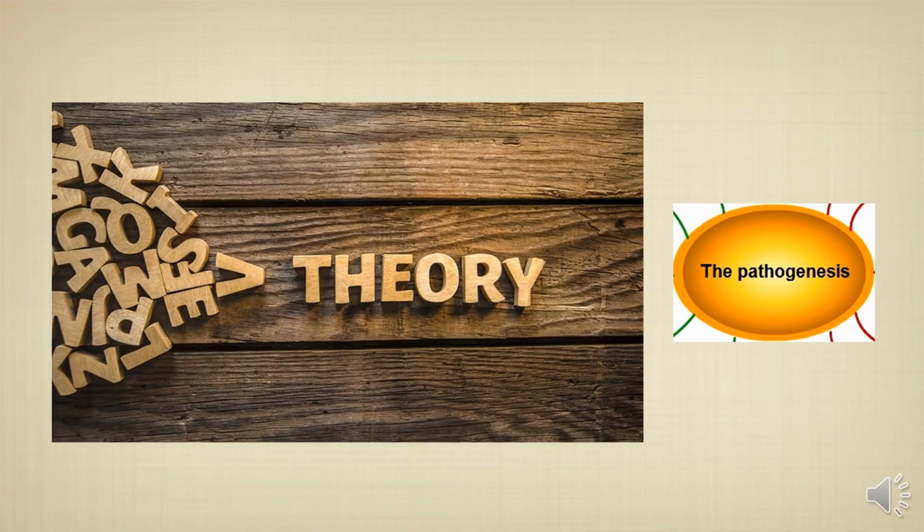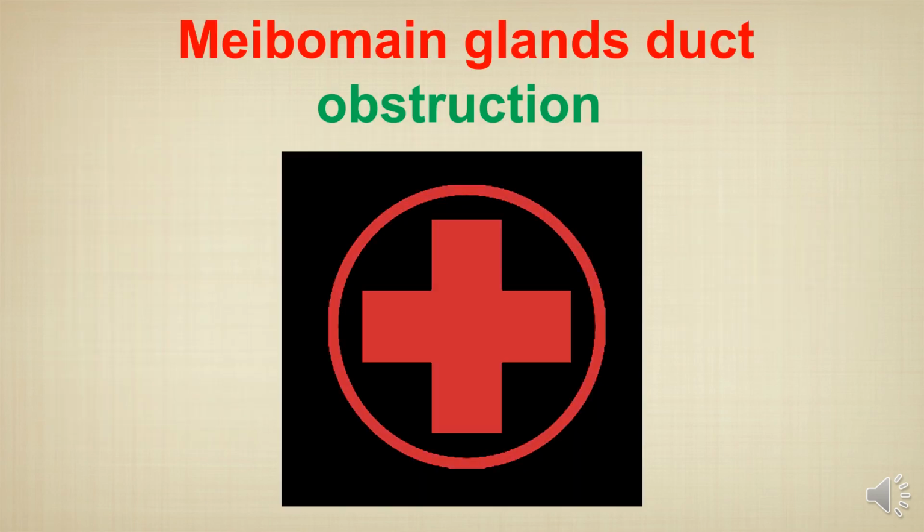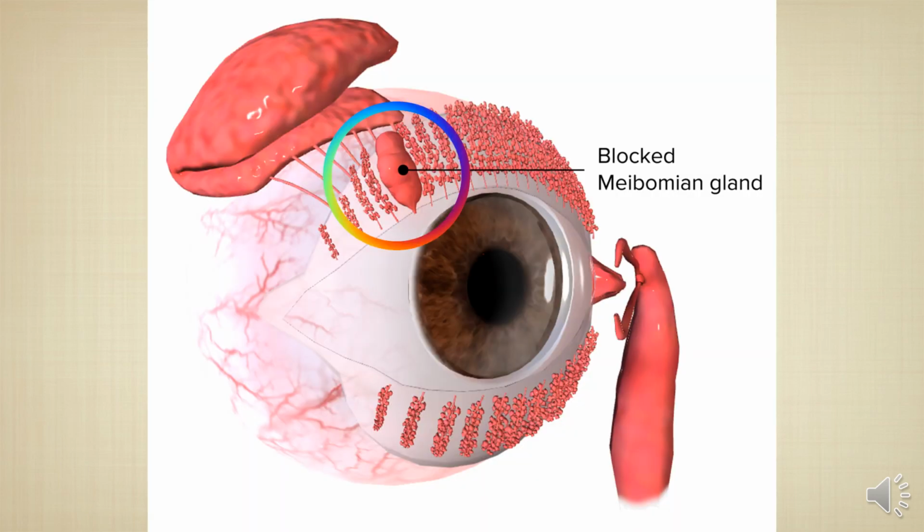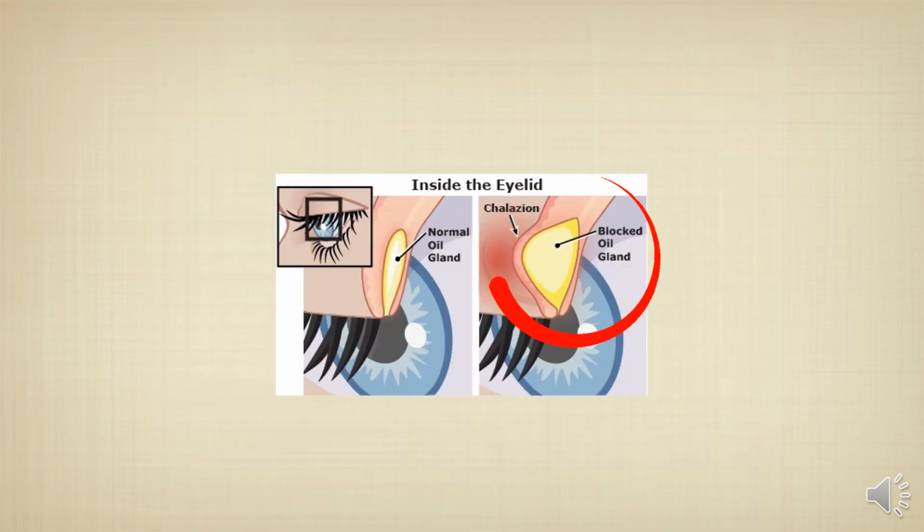Concerning theory and pathogenesis, the primary event or the main problem is meibomian gland duct obstruction. This is an example of a blocked meibomian gland duct. This is a comparison between a blocked meibomian gland duct and the normal meibomian gland duct.